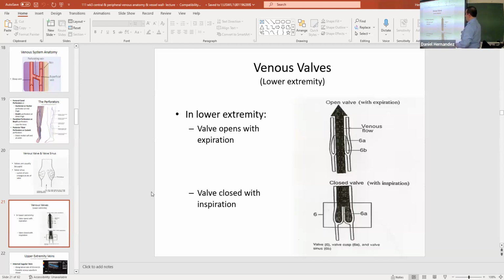So again, with that increased abdominal pressure with inspiration, we've decreased the amount of blood flow coming up the legs. This is referring to the lower extremity. If it was the upper extremity, it would be reversed, it would be flipped.